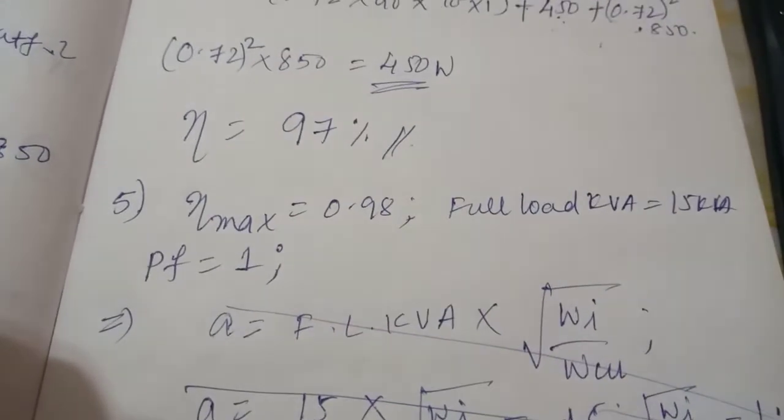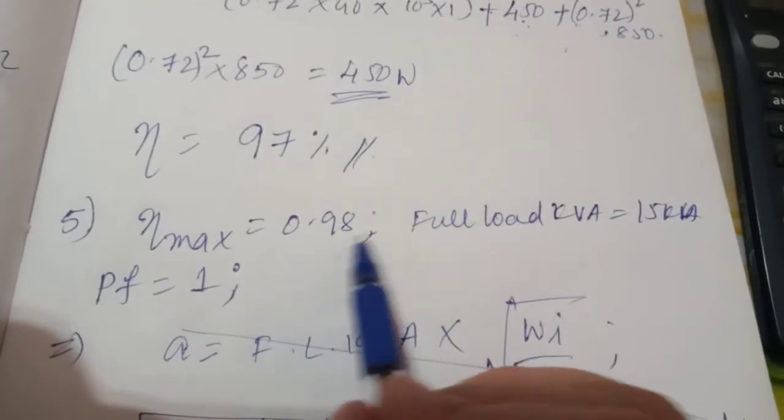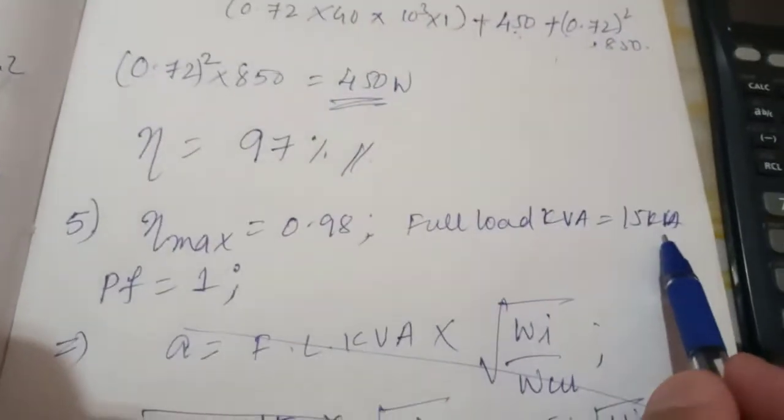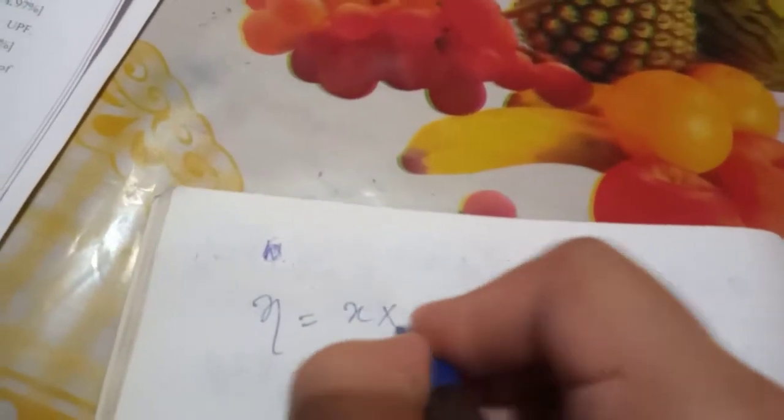Okay. They have given a maximum efficiency of 0.98 at full load, with a full load of 15 kVA, at unity power factor. So what is the formula for the efficiency? The efficiency formula is eta equal to x into, what is the full load kVA they have given? 15 kVA. 15 into 10 to the power of 3 at unity power factor.